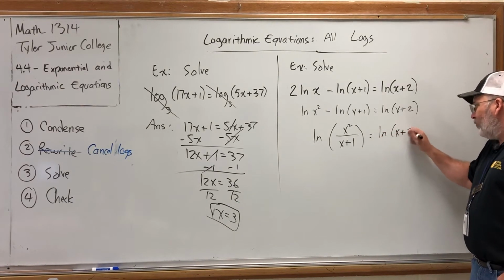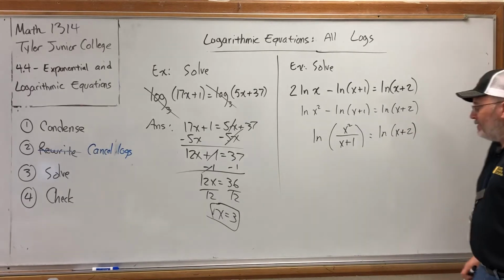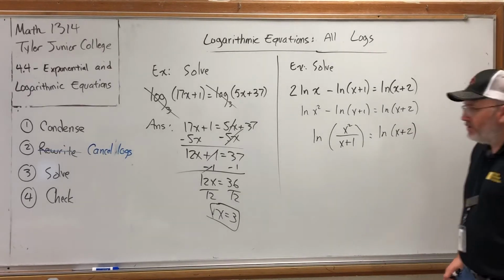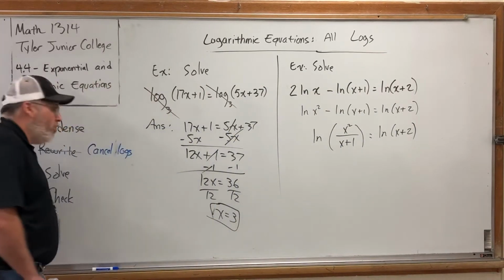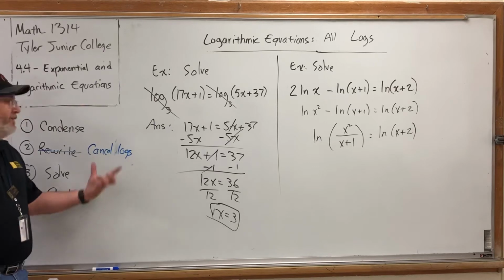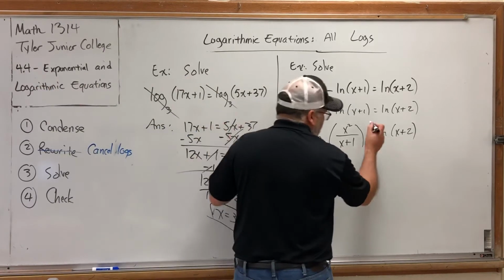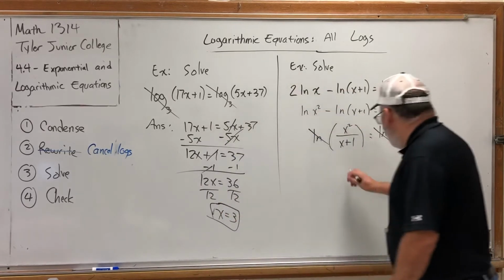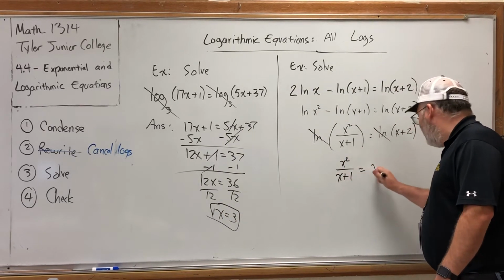In the meanwhile, the right side is like, hurry up and get your stuff together, left side. But at this point, we're done condensing, and we have one log on both sides. So now, and only now, can we cancel the logs. Now that leaves us x squared over x plus 1 is equal to x plus 2.